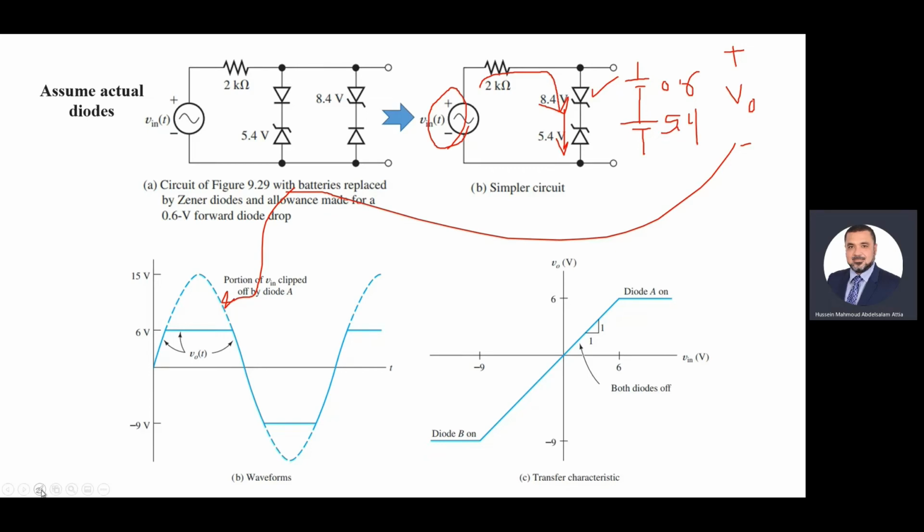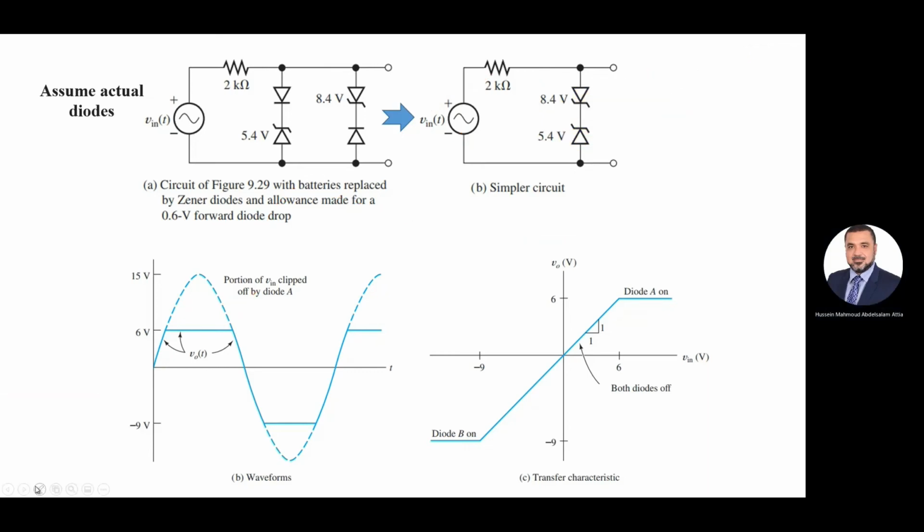But look at the polarity, and here please pay attention. Look at the polarity of this one and this one, and the 5.4. Please don't mix, don't switch. What about when the input is negative? When this input is reversed like this, the first diode is on, forward bias. The second diode is reverse bias.